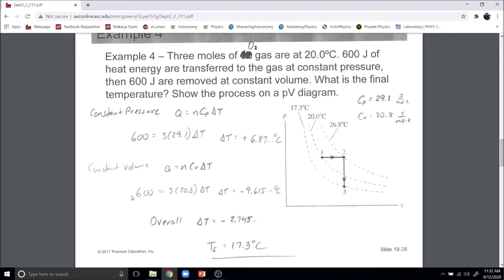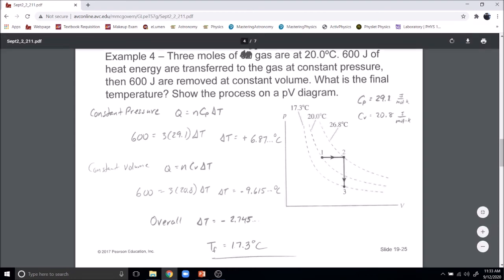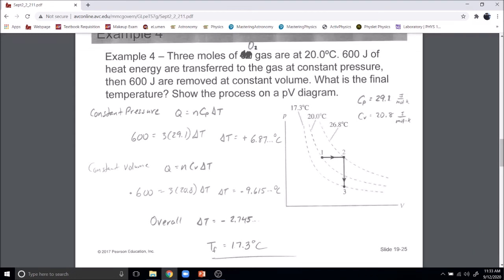There probably should be a negative sign here, because that is heat being taken out, or you could flip around the delta T. Yes, there should be a negative in front to indicate that we are taking energy out. It says removed, right? I can't do that on the PDF yet. Anyway, we drop about 9.6, so we get down to our final temperature of 17.3. So overall, we had a drop of almost 3 Celsius as a result of these 2 processes.